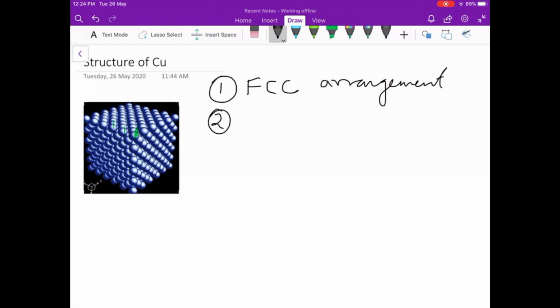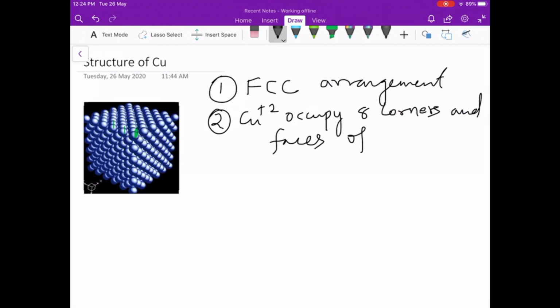Now each of the copper atoms, where do they occupy? Copper atoms occupy the 8 corners, and they also occupy the faces of the unit cell. So they will be occupying the 8 corners as well as the faces of the unit cell. Now this will help us to calculate the total number of atoms present.